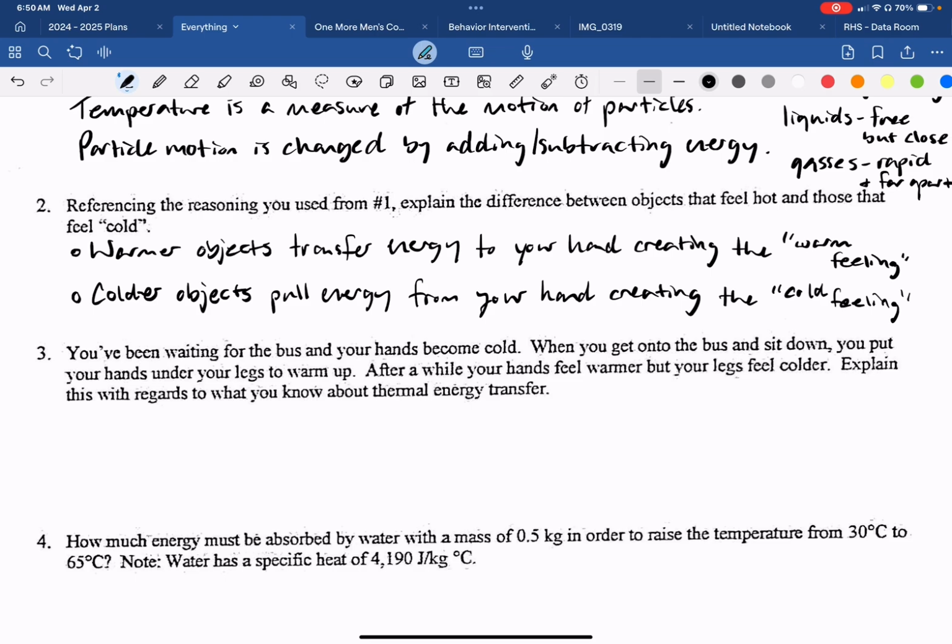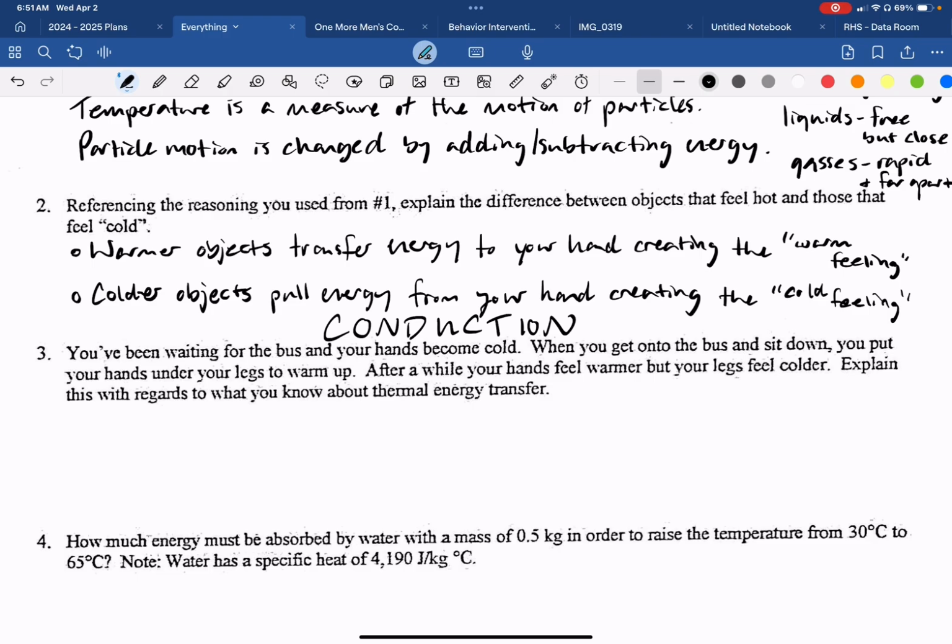Now, this all happens because of this thing called conduction, which you already should have gone over. It doesn't have to be hands, it doesn't have to be specific objects. When any objects are touching, they're going to transfer energy amongst them. That's called conduction. But when objects are touching and they transfer energy, that's conduction.